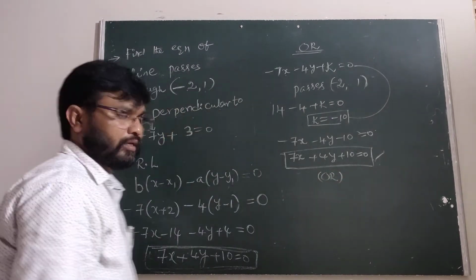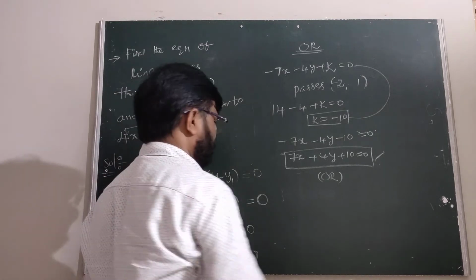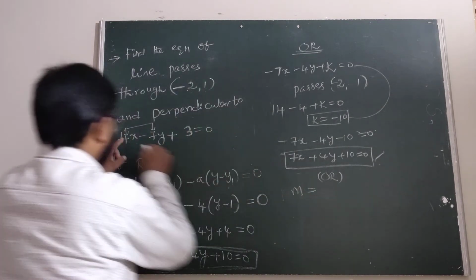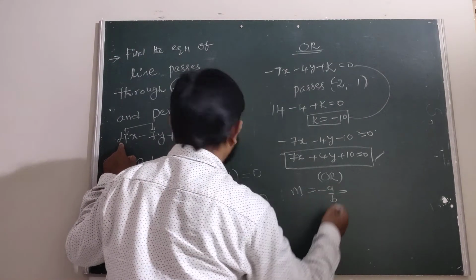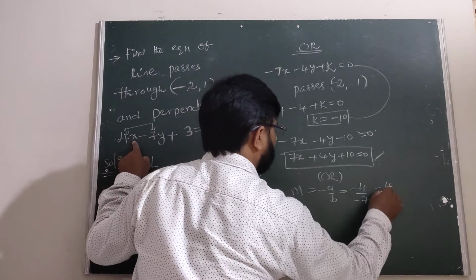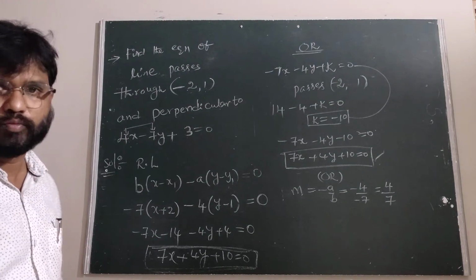Now the line is passing through the point (-2, 1). Therefore the slope is minus a by b, that means minus 4 by minus 7, which is 4 by 7. Okay? Minus a by b is 4 by 7.